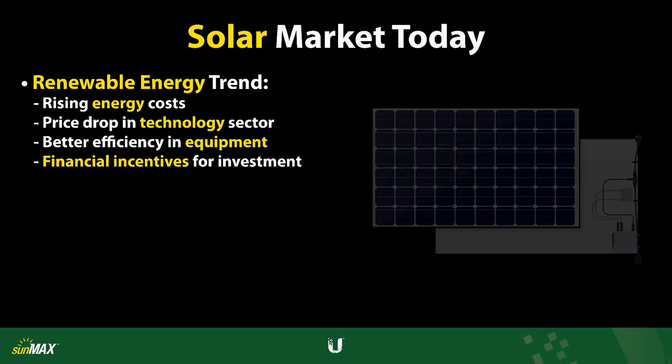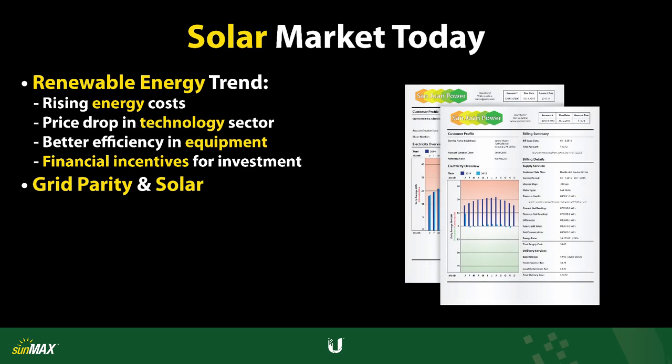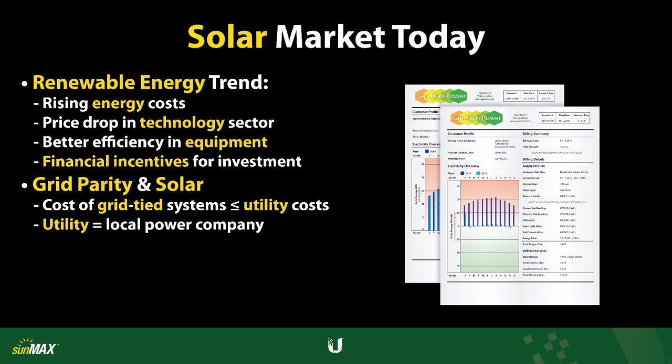Faced with these conditions, the residential solar market today has achieved grid parity. Grid parity occurs when the cost of renewable energy systems, such as grid-tied solar, drop to, and more often below, the energy costs charged over the long term by local power companies, called utilities.